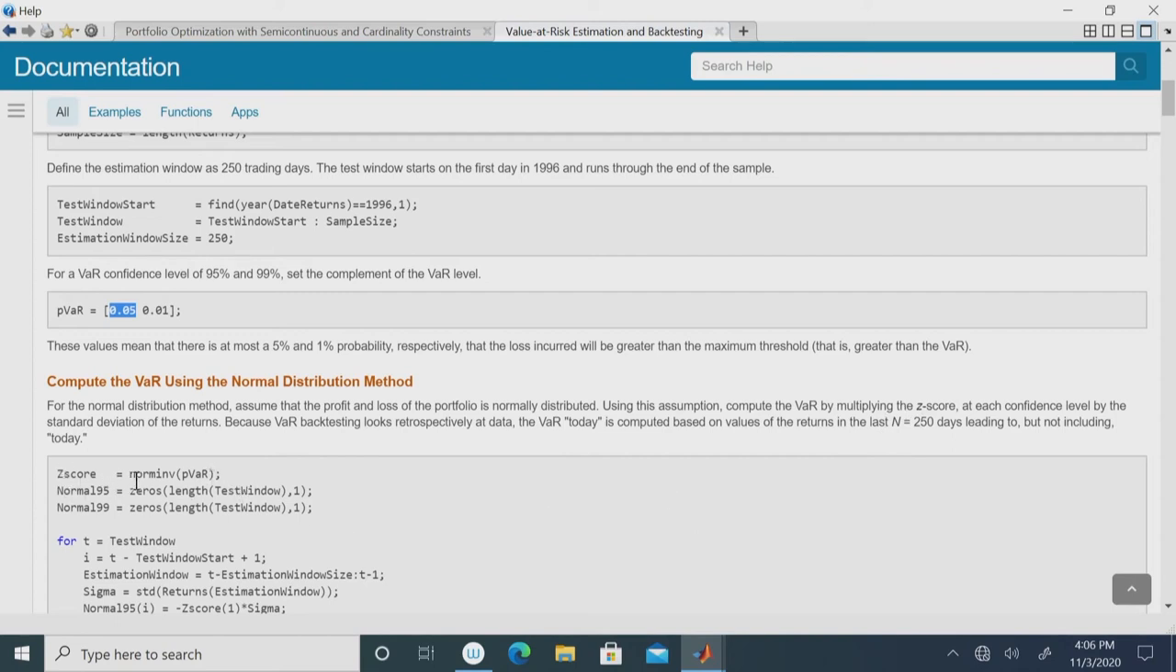So the z score will be given by norminv of pVaR, that means this pVaR, which is 0.05 and 0.01. Then this z score will just be given by the inverse of the cumulative distribution of the normal random variate for 0.05 and 0.01.